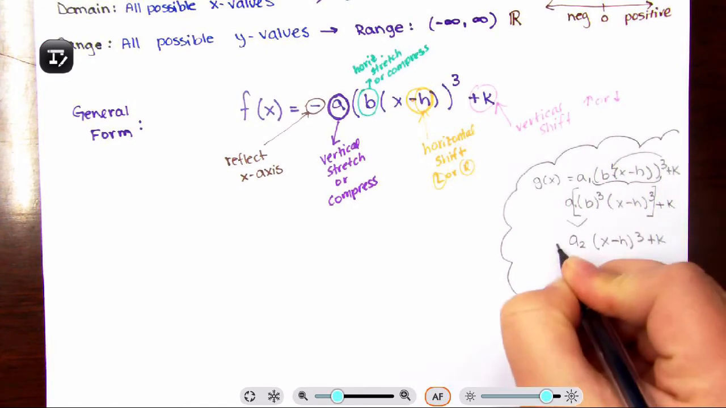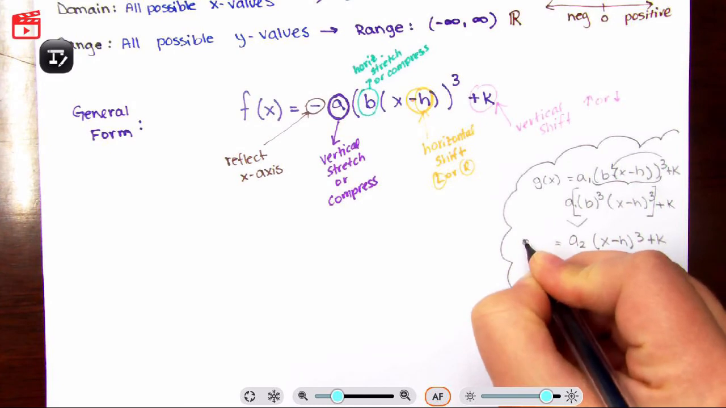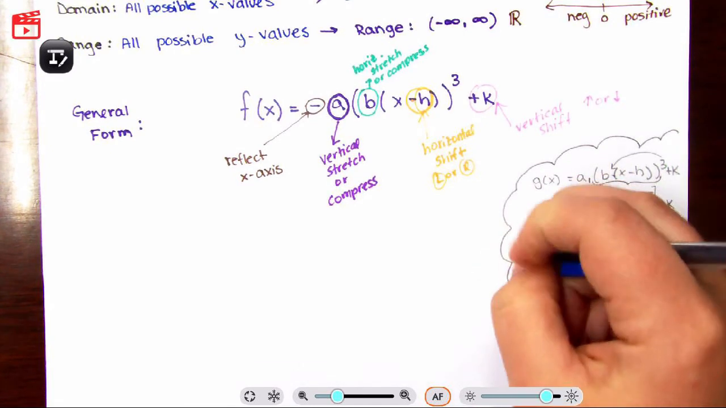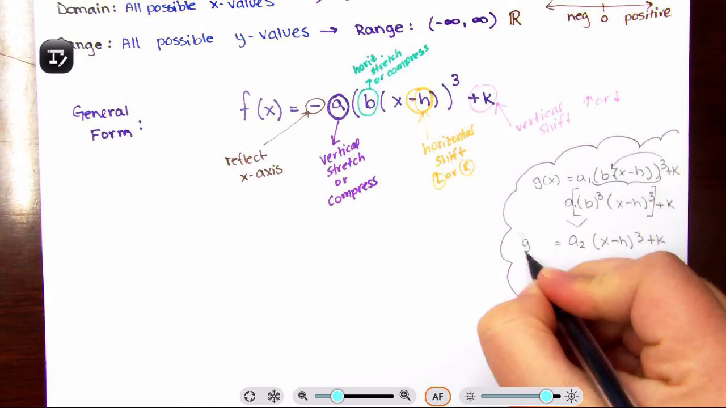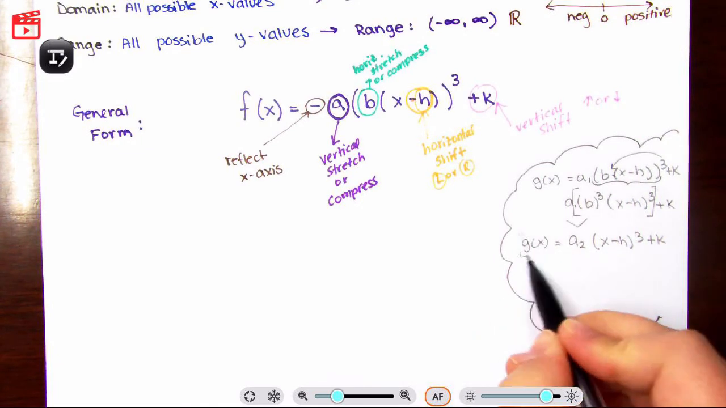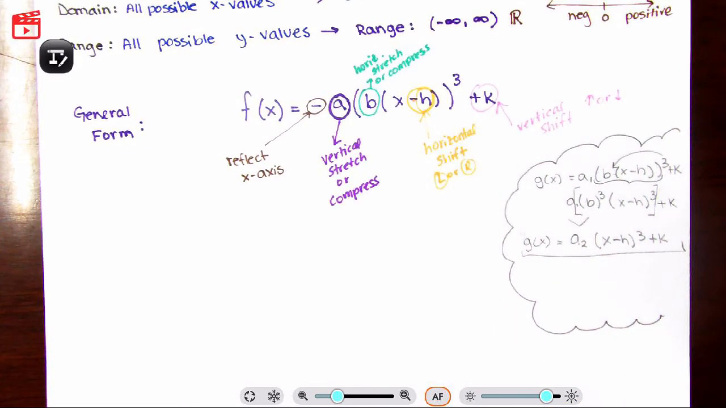This formula looks a whole lot simpler than what we originally had. And that's the formula that we're going to use, this one here, for the majority of our graphing.